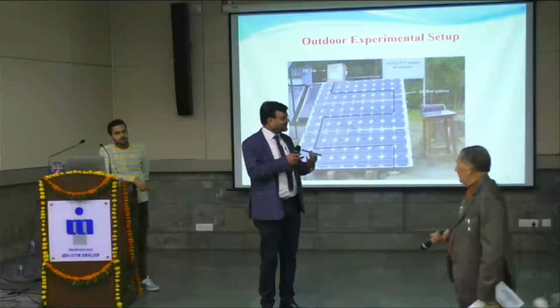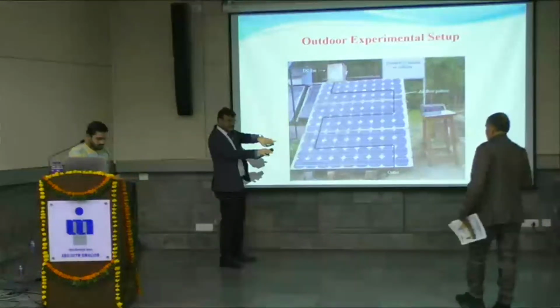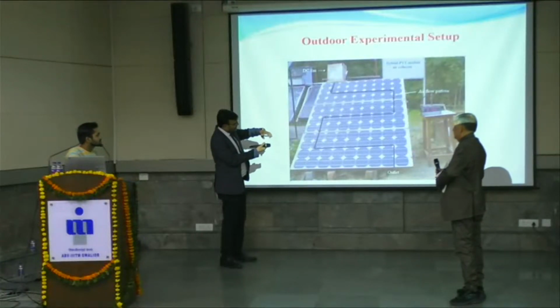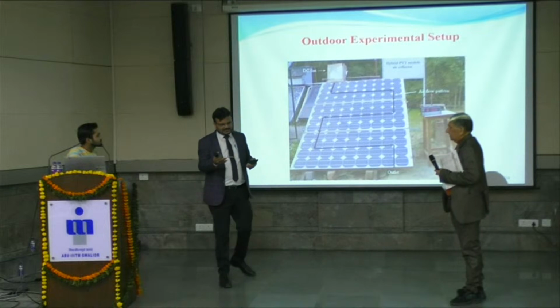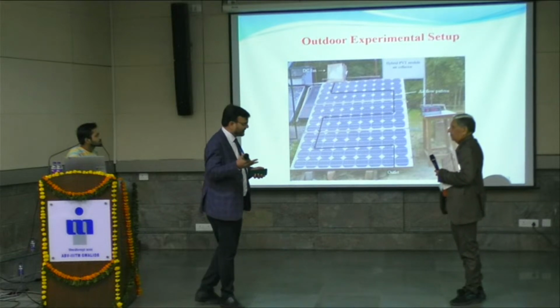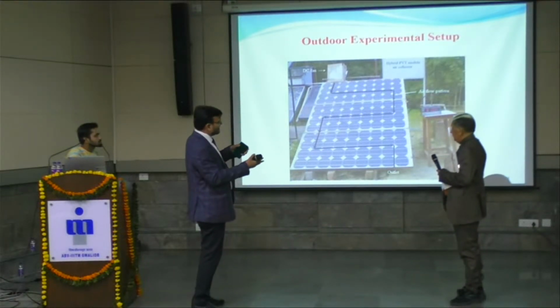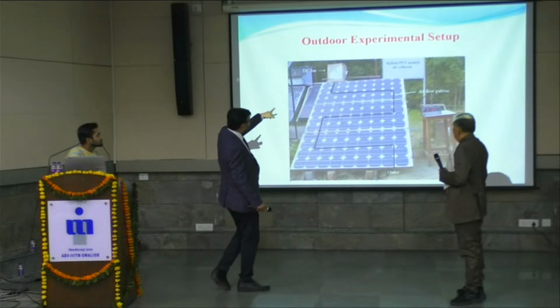Here you can see this is the PV module. Three PV modules were connected mechanically, and below this PV module one duct was made of acrylic sheet. I took help from the carpenter to make a duct for experimental purposes. Here you can see that a DC fan was used.